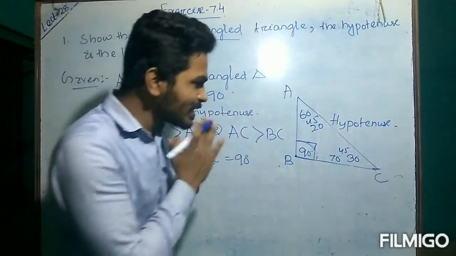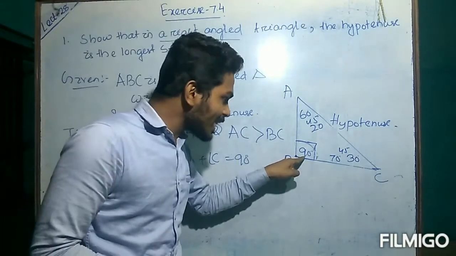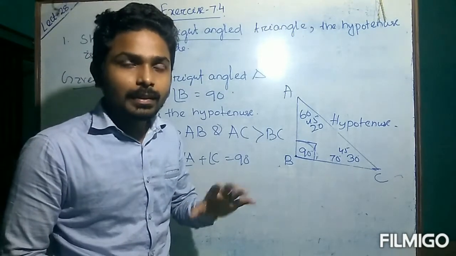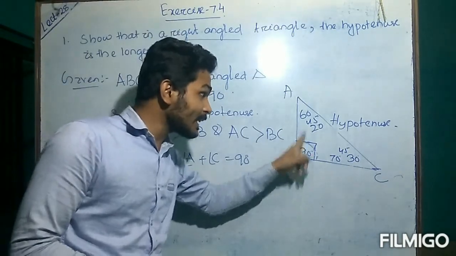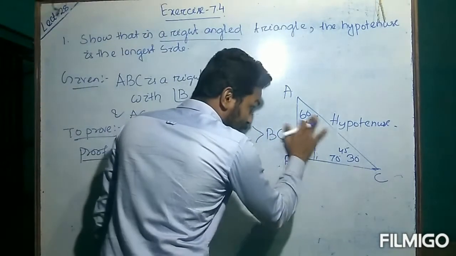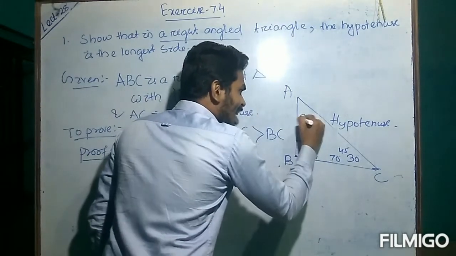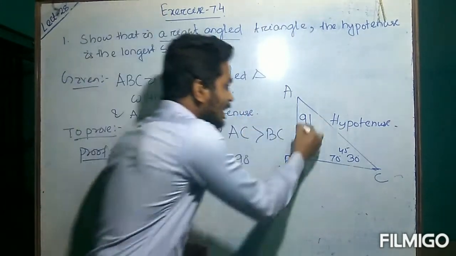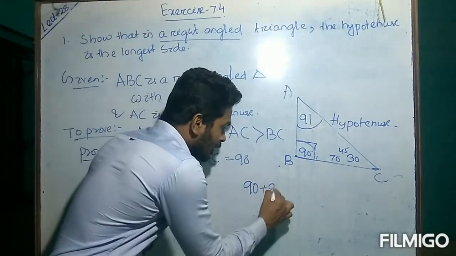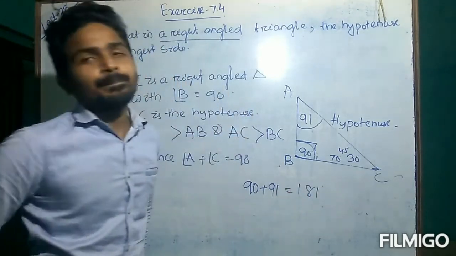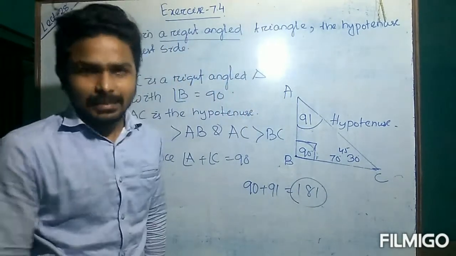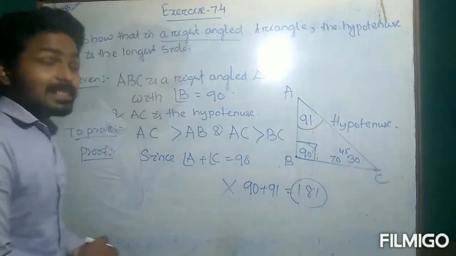What is the conclusion? Can we say this angle is greater than this angle? Is it possible? Tell me, can this angle be greater than this angle? Yes, definitely it is possible. Why? Because if we take angle A greater than angle B, then what is the sum of these two angles? Tell me. It is 181 degree. But we know the sum of all the three angles is 180 degree, but it is greater than 180 degree. Is it possible? No, it is not possible.